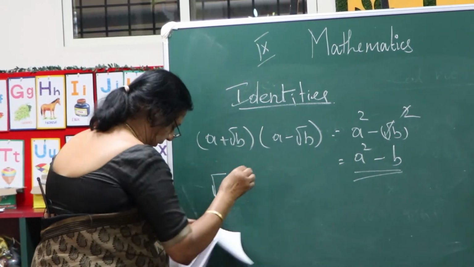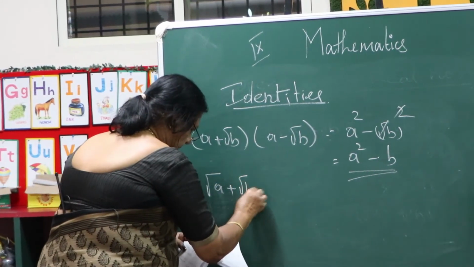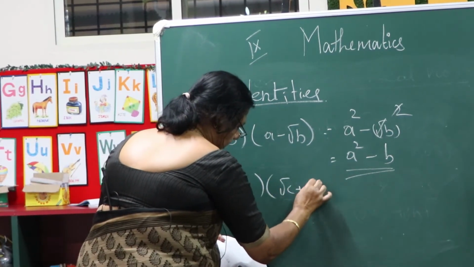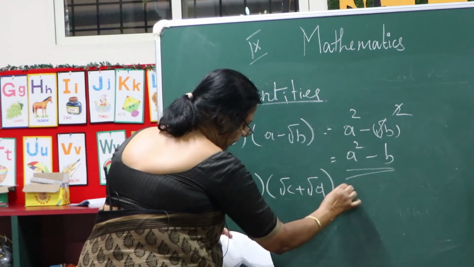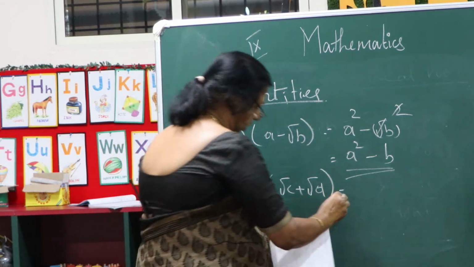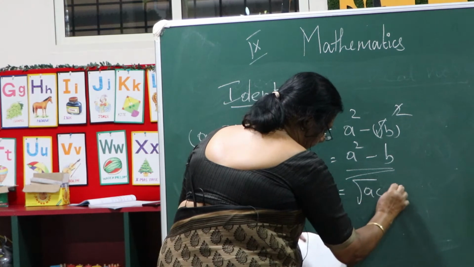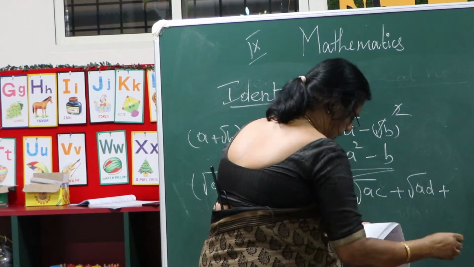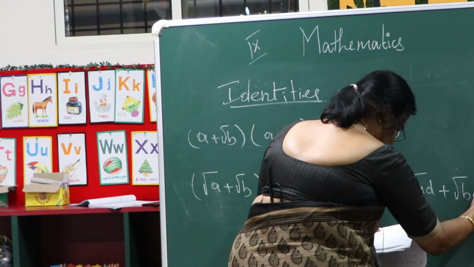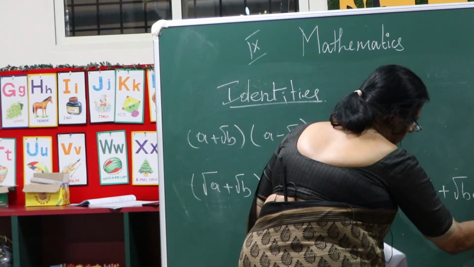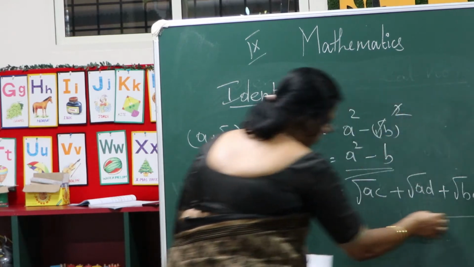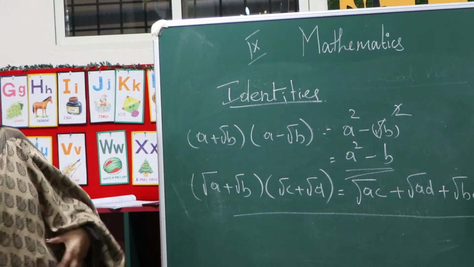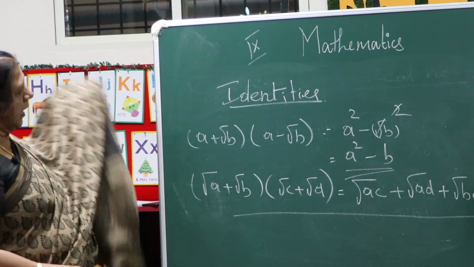Next we'll pass on to another identity: (root a plus root b) into (root c plus root d). The result, if you simplify, is root AC plus root AD plus root BC plus root BD. These are all the identities you are learning under this chapter.